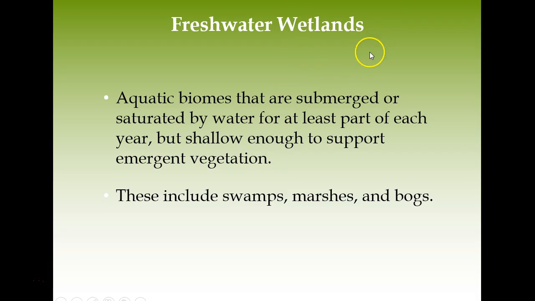Another freshwater biome is what we call a wetland. And a wetland is basically defined by either being submerged or at least filled with water for at least part of each year, meaning that at some point it is flooded, basically. But the vegetation there is actually able to survive year-round, even though it's an area that's partially flooded. Basically, it's shallow enough where even when it is flooded, these plant materials can still survive.